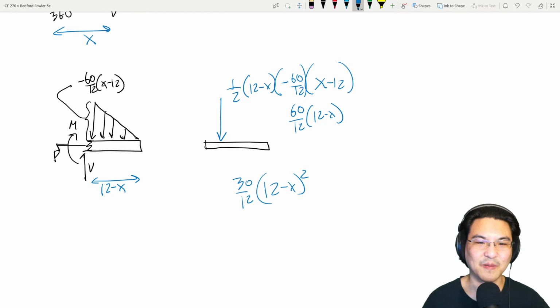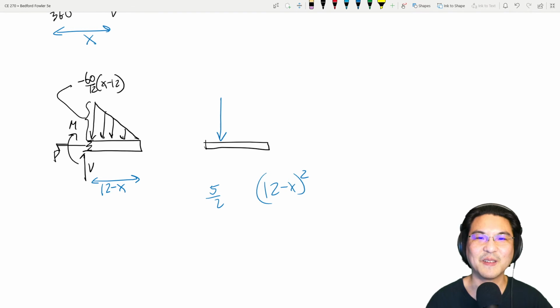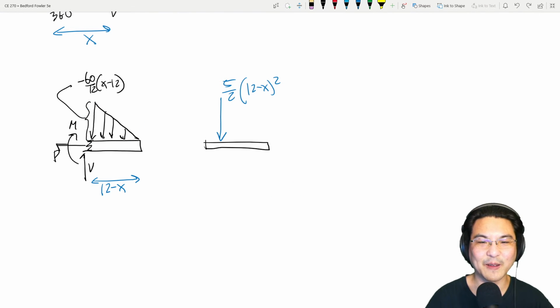Let's see. Divide by 3, 10 over 4. Okay. Oh, I should have divided by 6. All right. So let me just write that over here instead of this big mess. Okay, so this is the area of the shape. Now, where is that force acting?